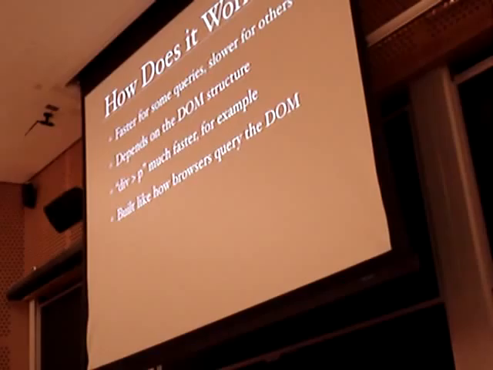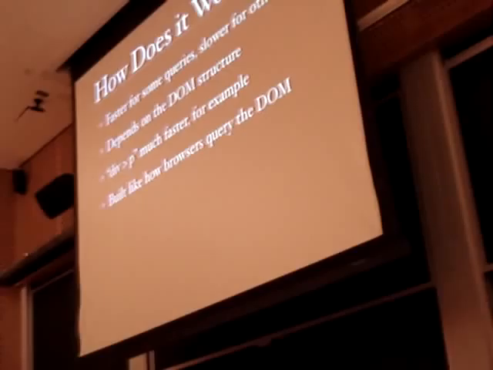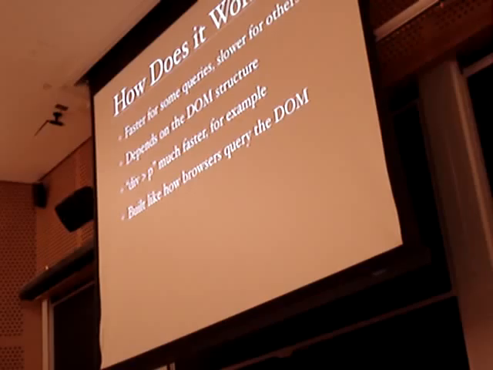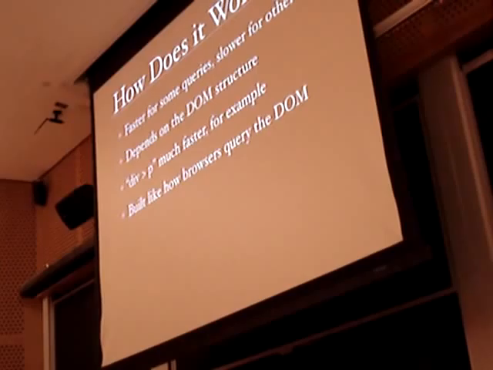So at least as far as performance goes, it can be a wash sometimes. Sometimes it can be faster, especially for child queries. For div, child p, what that query is reduced to is: find all paragraphs, then for each paragraph, does the parent have a div name, which is dramatically simpler. And it's much, much faster.